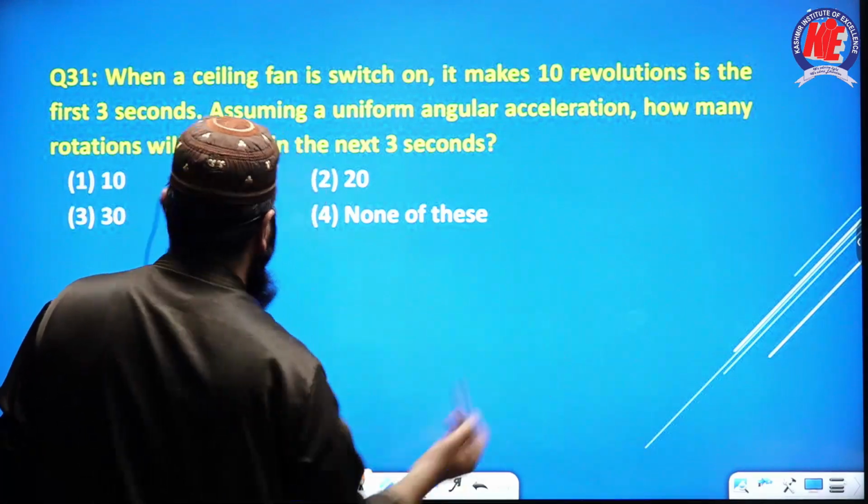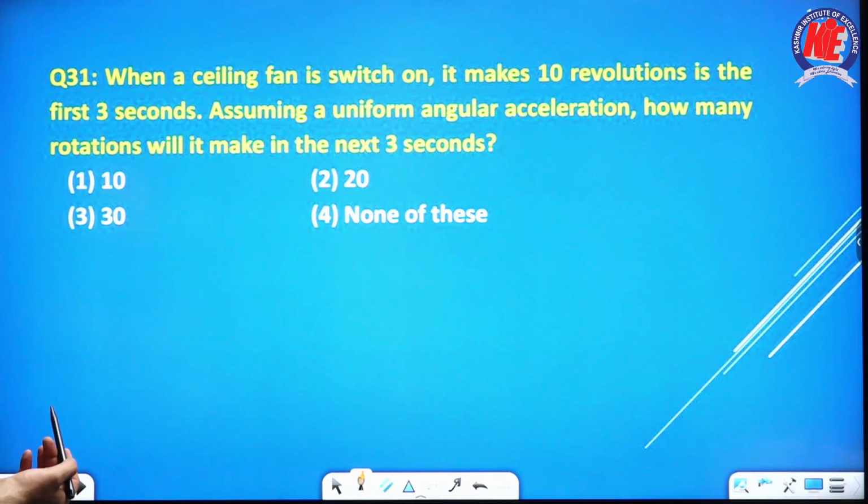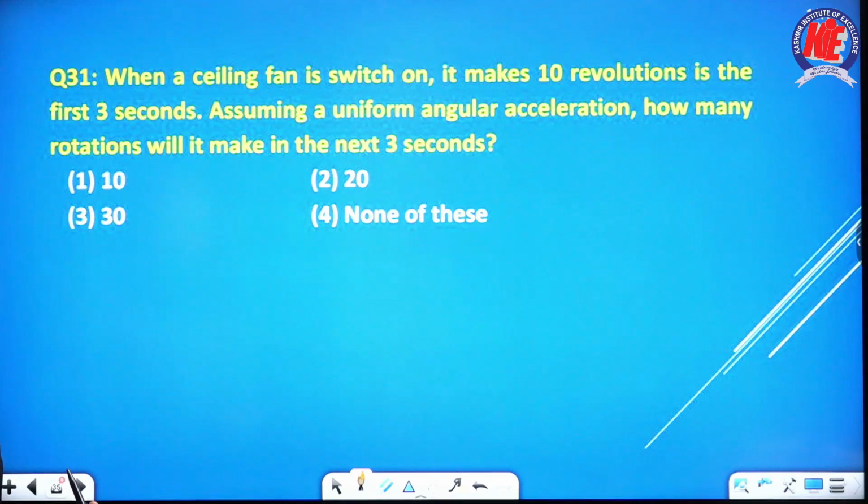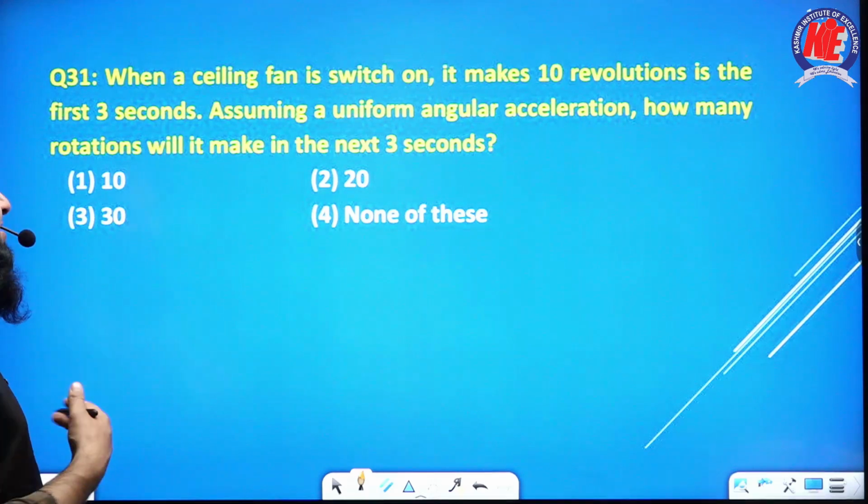Next please. When a ceiling fan is switched on, it makes 10 revolutions in the first 3 seconds. Assuming a uniform angular acceleration, how many rotations will it make in the next 3 seconds? But a famous case है, kinematics 1D में भी देखा होगा.